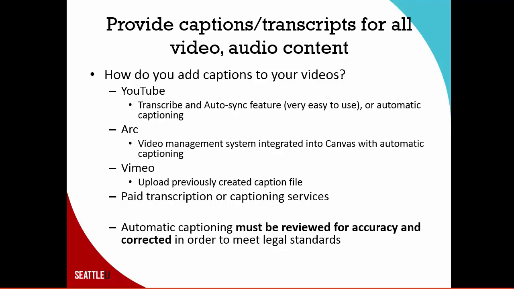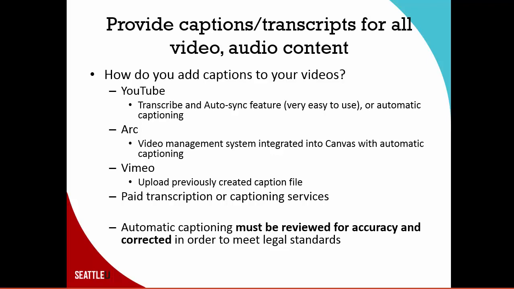So for your video files, you need to add captions to your videos through either Vimeo or YouTube. So how do you do that? Well, in YouTube, you have several easy options for adding captions, including my personal favorite, their transcribe and autosync feature, which I find very easy to use. Or you can add automatic captions in YouTube. But the automatic captioning feature is only about 70 to 80% accurate, so it must be reviewed for accuracy and corrected in order to meet legal web accessibility guidelines.